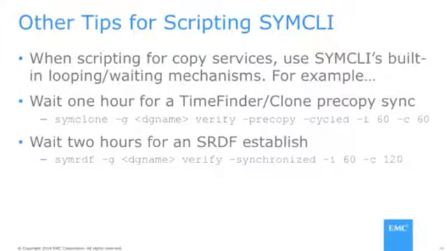So if you wanted to do that, you could write your own polling mechanism to periodically check what the status is of the copy and wait for it to go into synchronized mode. But there's actually built-in stuff in SymCLI that'll just do that for you, so I'd encourage you to just use it. As an example, for a clone, the example I just mentioned, you want to wait for the clone pre-copy to complete before you activate the clone session.